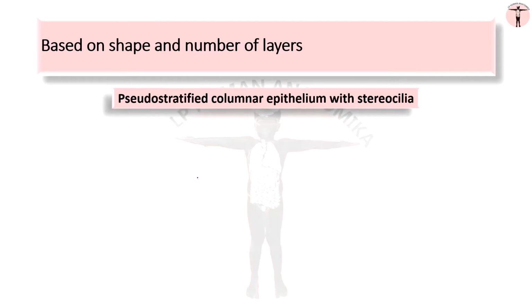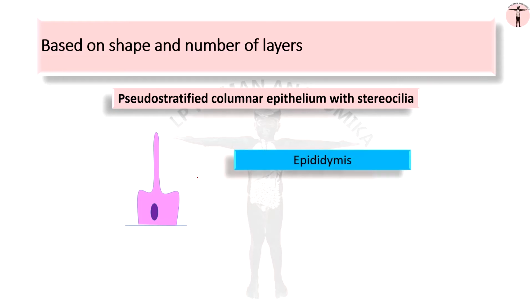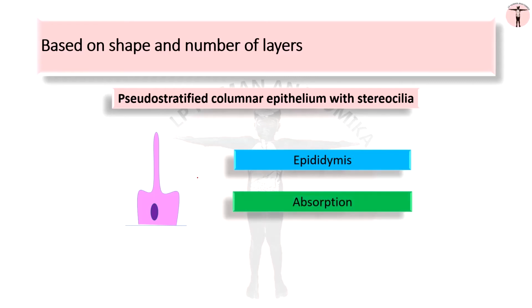Now in pseudostratified columnar epithelium with stereocilia, the apical surface of the cells has surface projections of the cell membrane with a core of cytoplasm, similar to microvilli, but elongated like the cilia. This is present in the epididymis of the male reproductive system and it helps in absorption.